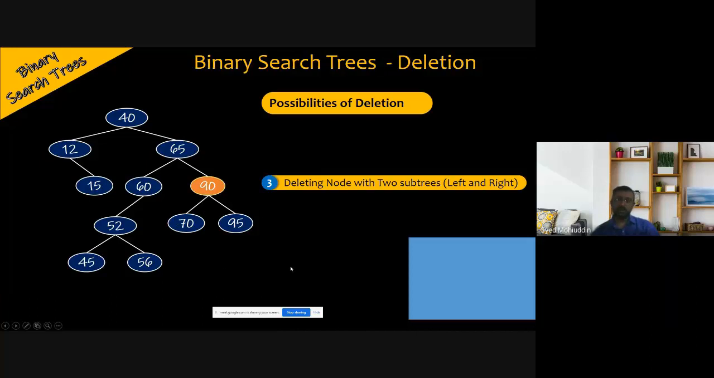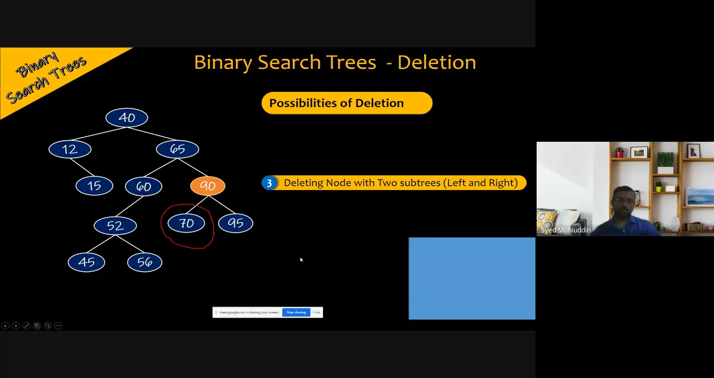Now here, if you observe, nodes 70 and 95 don't have children. They are the leaf nodes. So this is one scenario, and this is pretty straightforward. When we are deleting a node, for example node 90, any of these two children should be made the node itself, and the rest of the children remain the same.